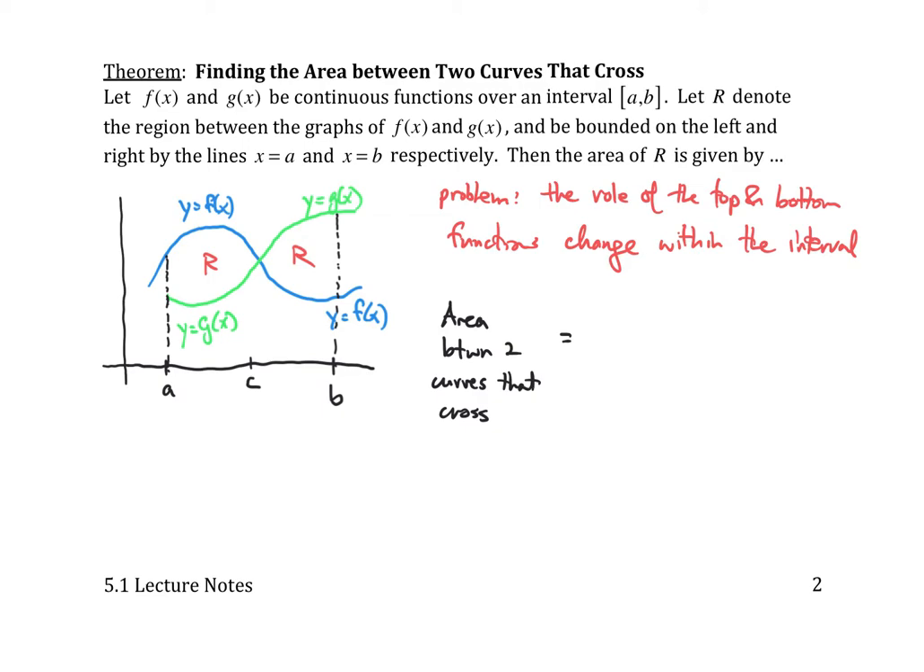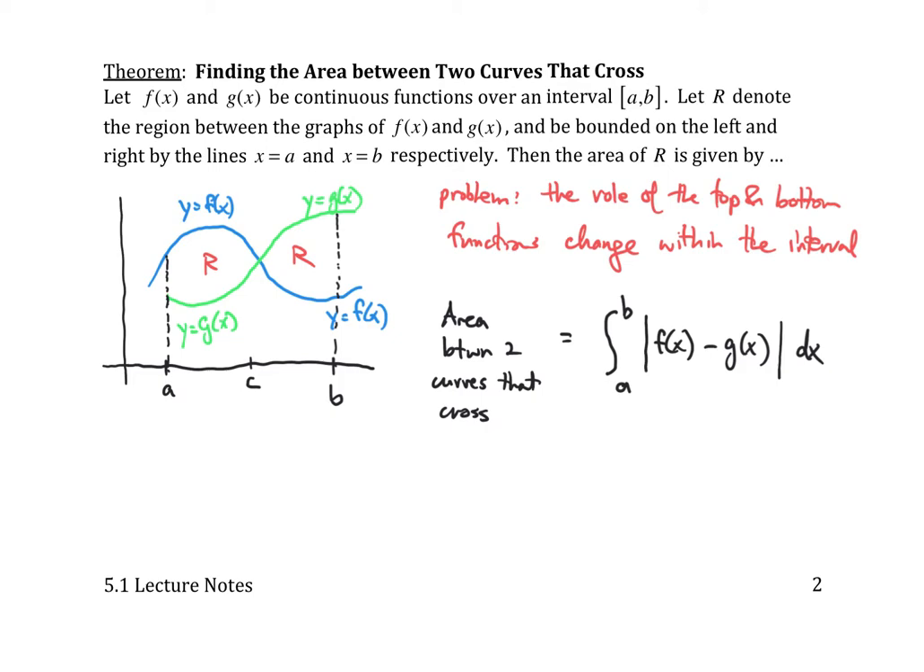Before, we saw that this was just the integral from a to b of f of x minus g of x dx. But when we wrote that earlier, that was with the assumption that f was always bigger than g. When we look at this picture, we can see that partway through, the role of the top function changes, and the top function actually becomes the bottom function. So the way we get around this problem is we're just going to take the absolute value of the integrand.